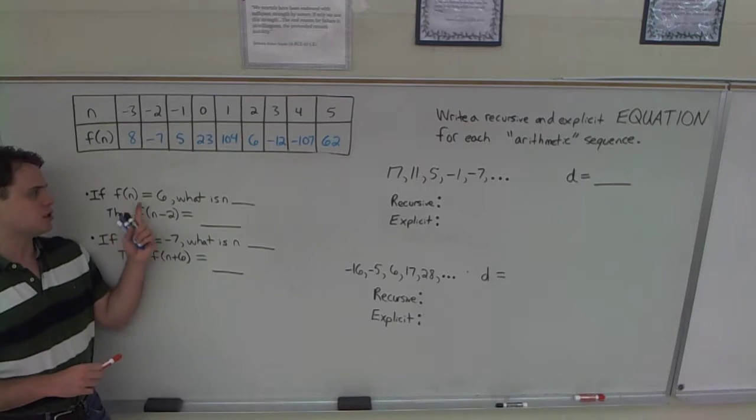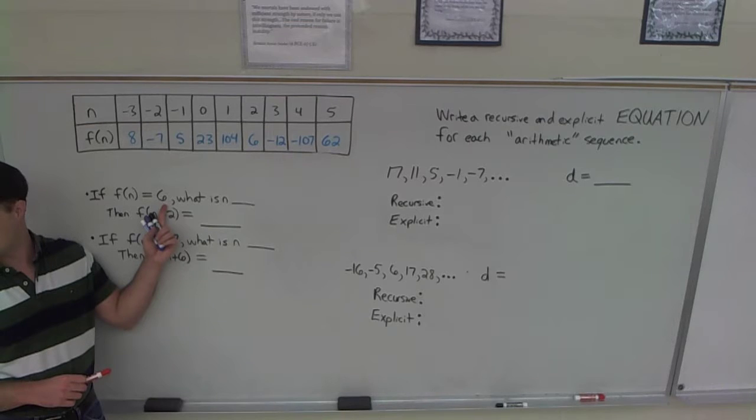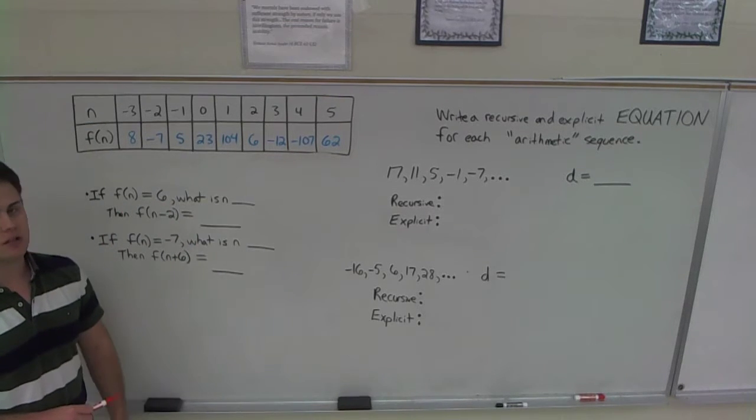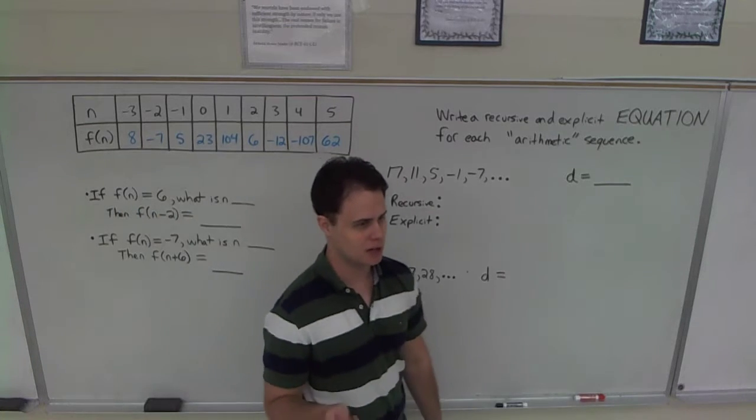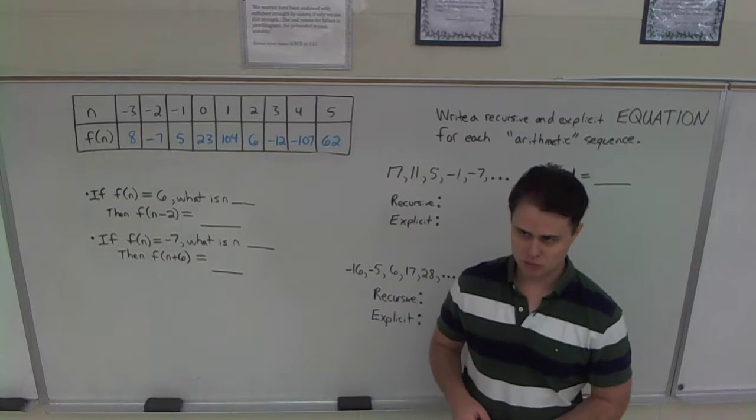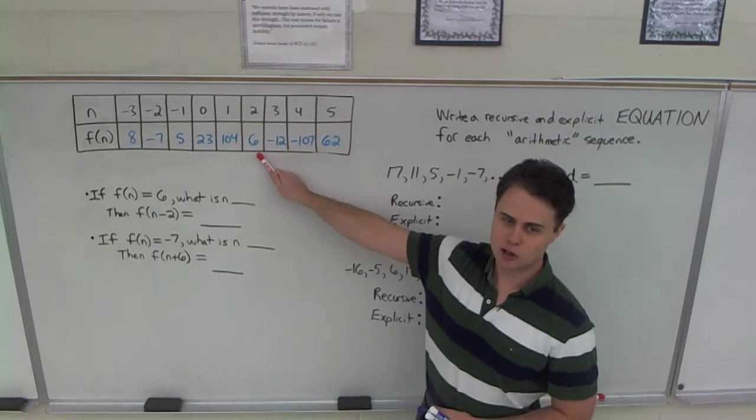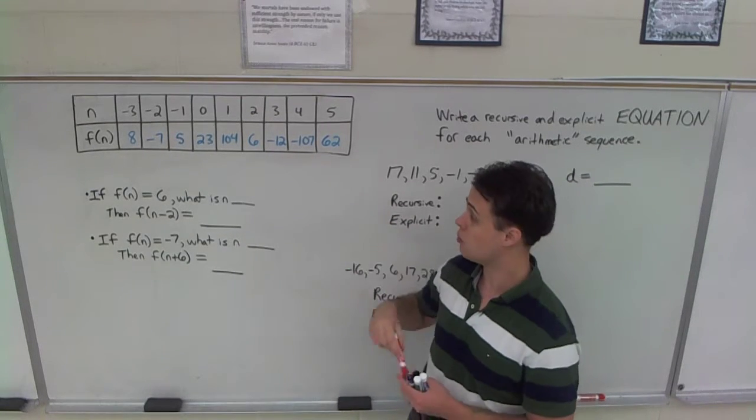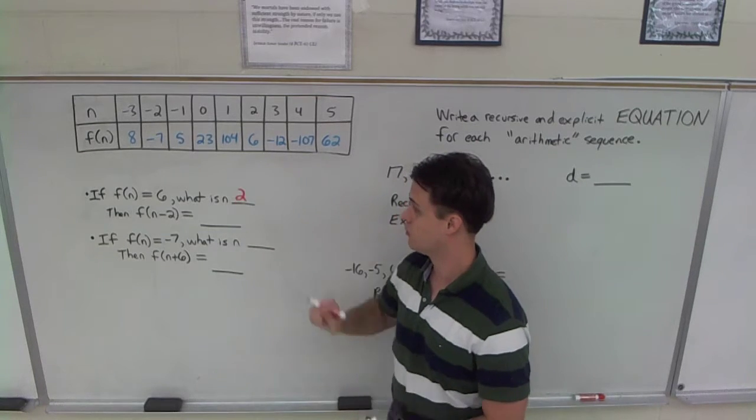So it says if the function is 6, in other words, if y is 6, what is n? If f of n is 6, what is n? So you look in the table, and what do you guys get for n? I got 2. 2? That's what I got. You look right here, right? That's where f of n is 6, and at that spot, n is 2.